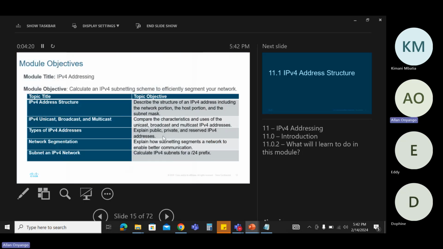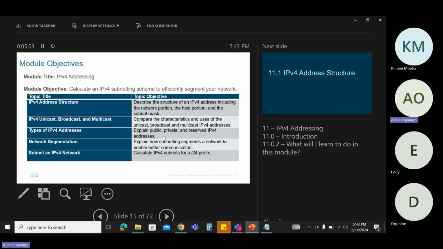So today, you can see the main objective of our study today says to calculate an IPv4 subnetting scheme to efficiently segment a network. The ISP gives you one network address, and you have up to about 8,000 people in the organization, or 500 or 1,000. How do you make sure that each and every computer is assigned a unique IP address and it's not being shared by other computers in the network? That's very, very important. And you can create departments, and you also give them small networks within the organization. So subnetting is a very, very important skill.